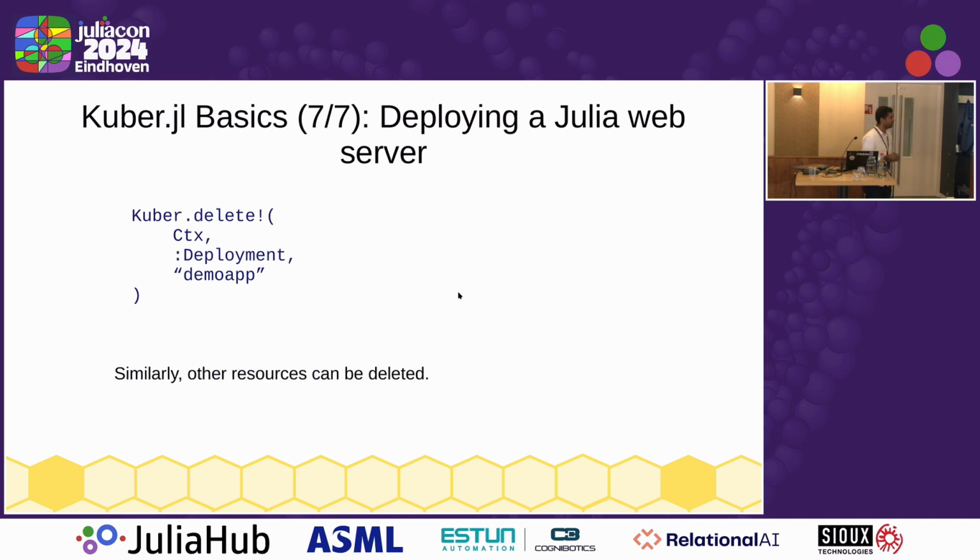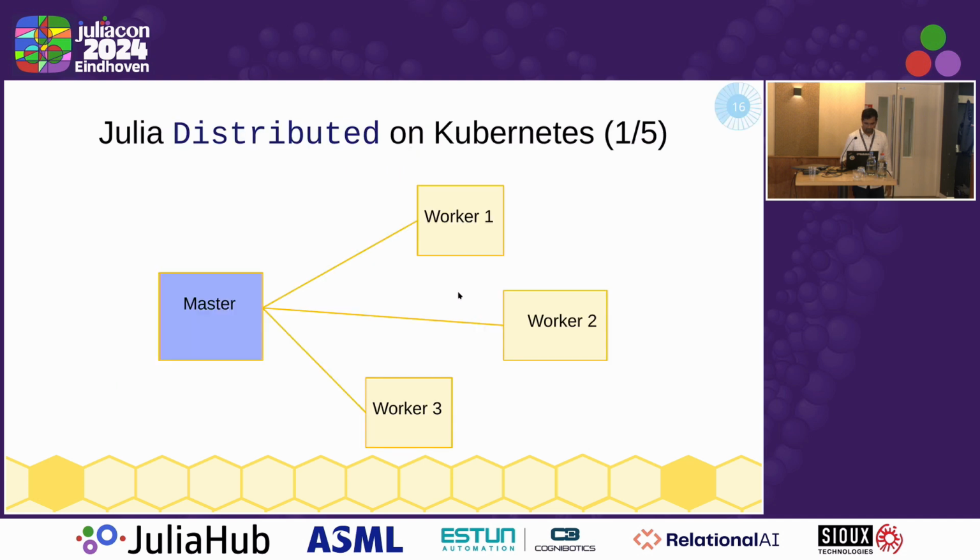And finally, we have the delete API, with which you can delete the resources. So delete API, in this case, is just used for deployment, but you can delete the other resources as well, the load balancer and the config map. Okay, so that was about web server.